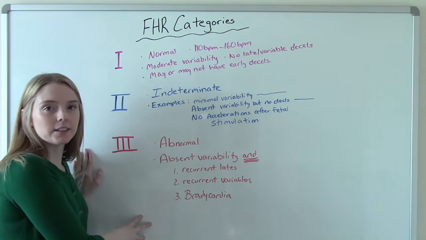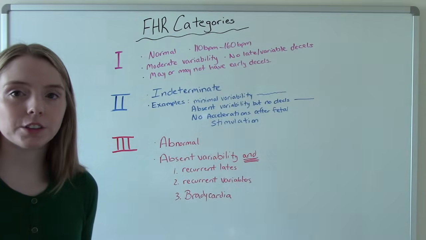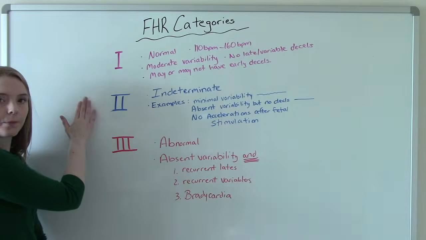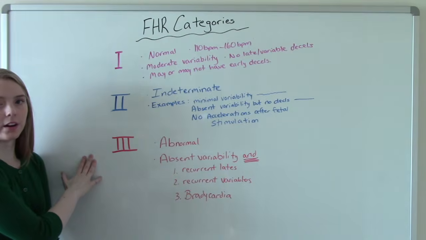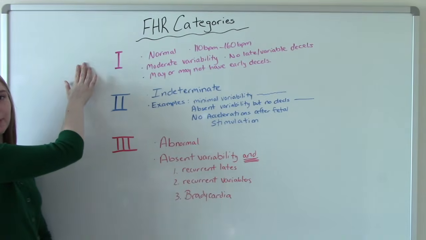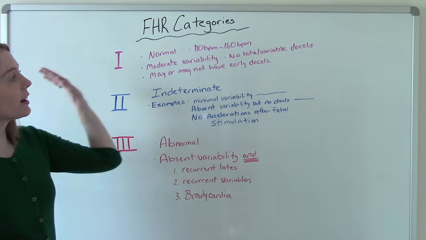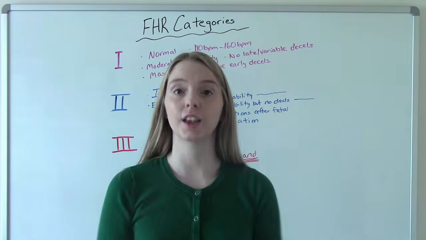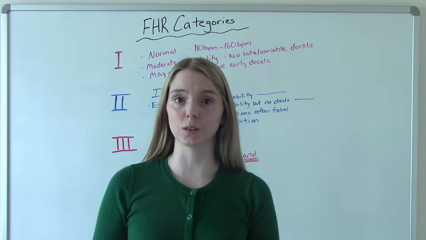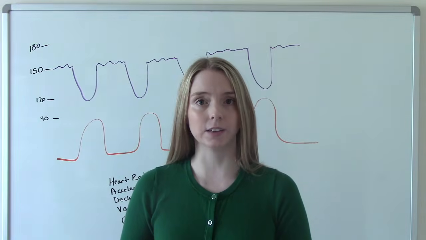Those are scary signs. Usually to do an emergency C-section, you need to have a category 2 or a category 3. You're not going into that operating room in an emergent situation for a category 1. Category 1 is normal. We like those. Okay, so now let's do some practice ones.